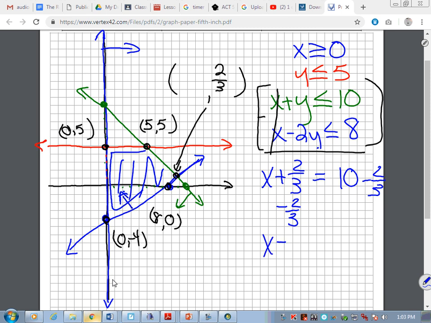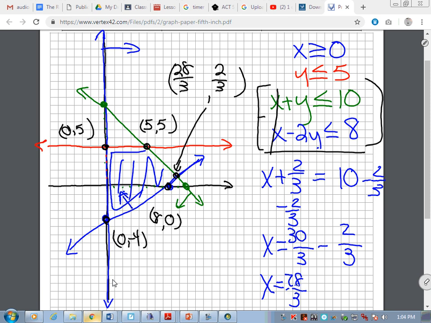Okay, well, because one's a fraction, one is not, I would normally get a common denominator, and that would be thirds, right? This is 2/3 over here. In order to get 10 to have a denominator of thirds, I'd have to multiply it by 3 on both sides, which would give me 30 thirds. So what's 30 minus 2? 28 thirds. 28 thirds.